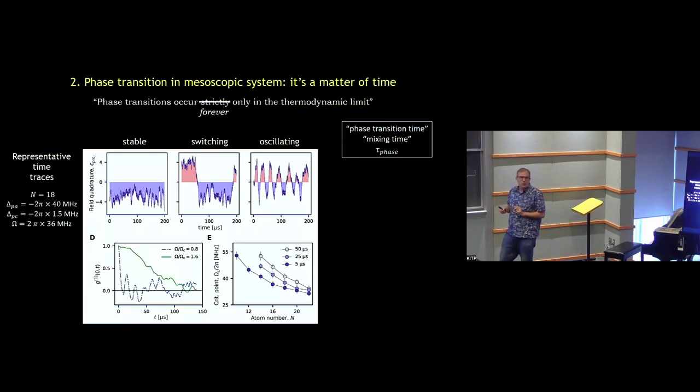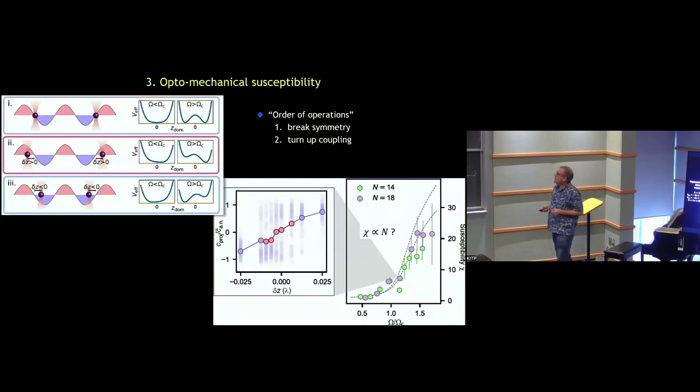So for mesoscopic systems, you really have to pay attention to this time scale. For macroscopic systems, once you're past a certain phase transition point, the time scale sort of runs off to infinity very rapidly. Okay, I'll get to that a little bit more with respect to the third thing I wanted to tell you about, which is that we can measure the optomechanical susceptibility in our system.